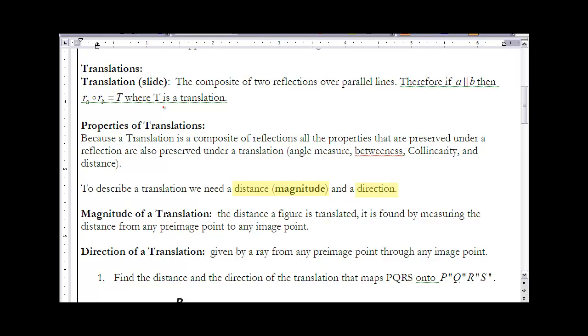When we talk about the magnitude of a translation, we're talking about the distance a figure is translated, or slid, or moved on our sheet of paper. It is found by measuring the distance from any pre-image point to any image point. And the direction of a translation can be given by a ray from any pre-image point through any image point.